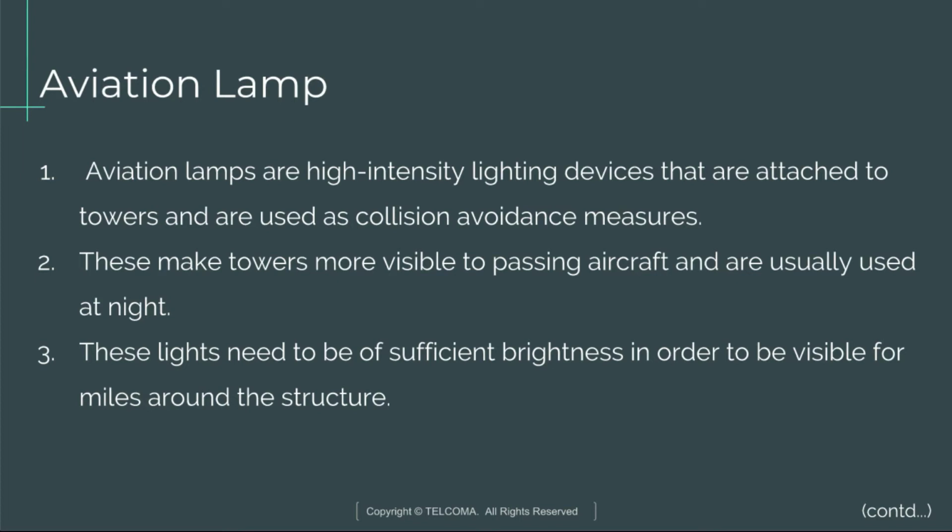Next is aviation lamp. These are high intensity lighting devices that are attached to towers and are used as collision avoidance measures. These make towers more visible to passing aircraft and are usually used at night. These lights need to be of sufficient brightness in order to be visible for miles around the structure.